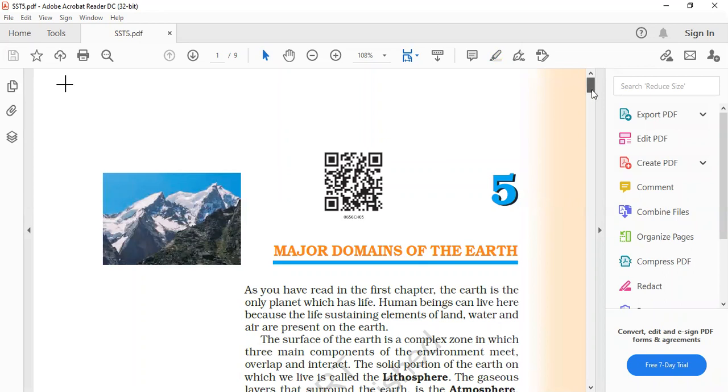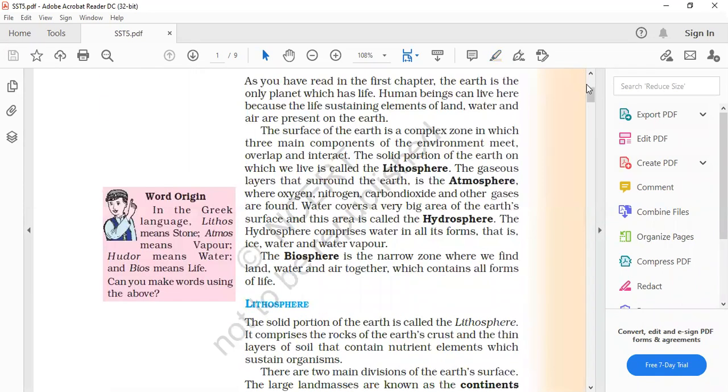So let's start Chapter 5, The Major Domains of the Earth. Let's first understand the lithosphere, atmosphere, hydrosphere and biosphere.